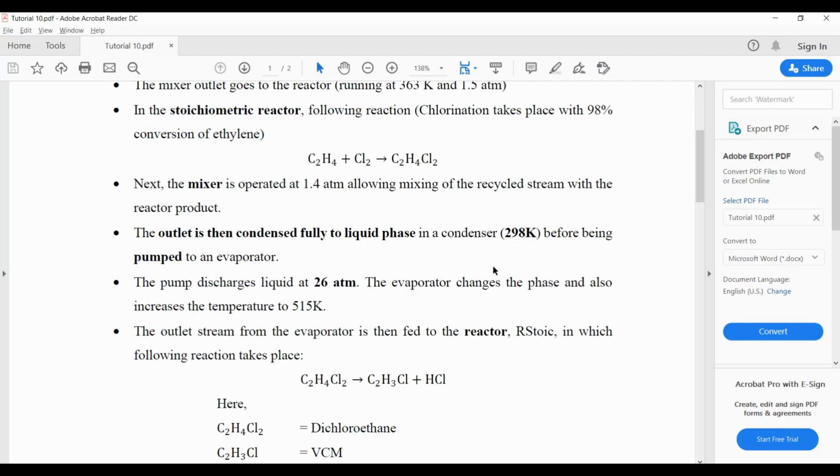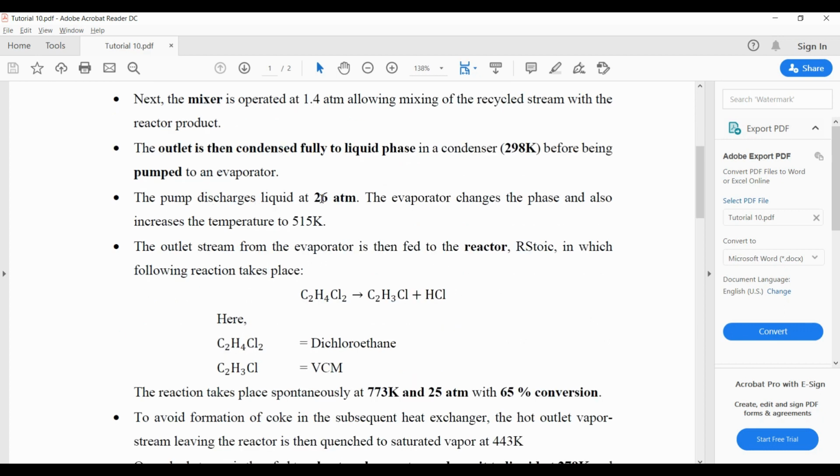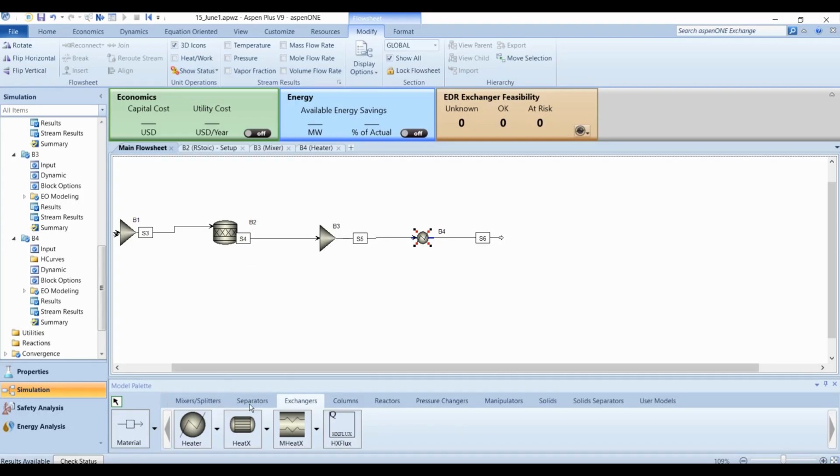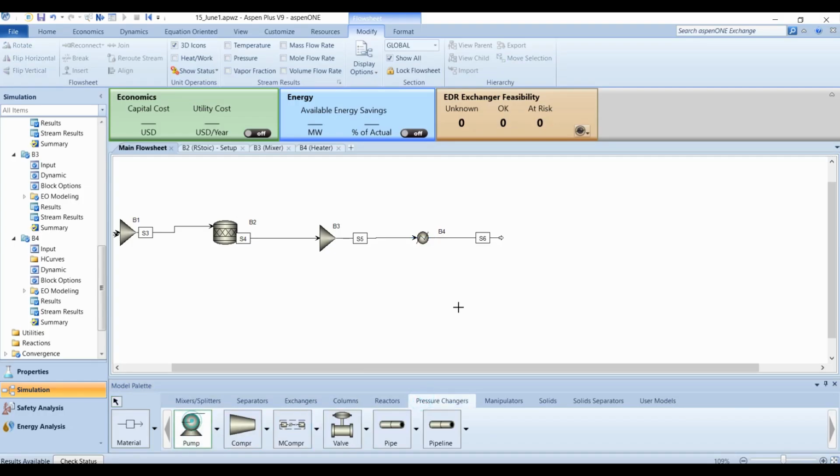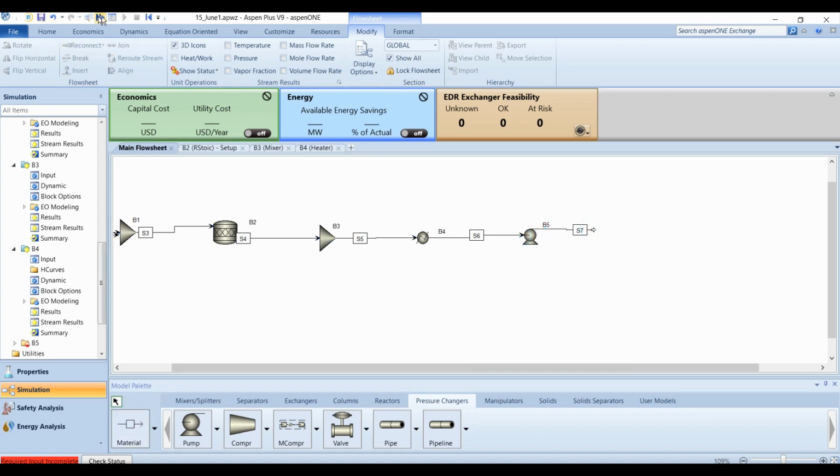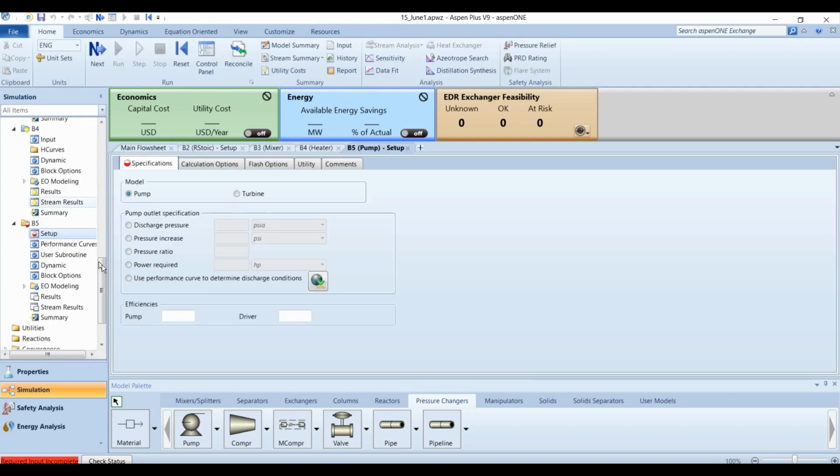Now the next is the pump. We are supposed to attach a pump. The pump discharges liquid at 26 atmosphere, and the evaporator changes the phase and also increases the temperature to 515 Kelvin. So I am going to use a pump here. I will connect this stream to the pump. The discharge pressure is given, which we will again see is 26 atmosphere.